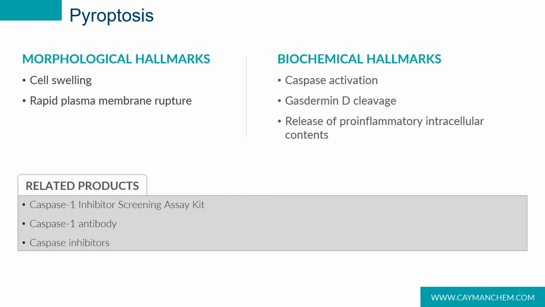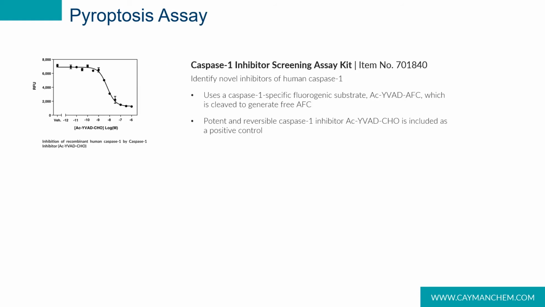Cayman offers caspase-1 antibody, caspase-1 inhibitor screening assay kit, as well as caspase inhibitors to study pyroptosis. Here is more information on the caspase-1 inhibitor screening assay kit. This is a fluorometric assay that can be used to identify novel inhibitors of human caspase-1. The assay kit includes potent and reversible caspase-1 inhibitor as a positive control.